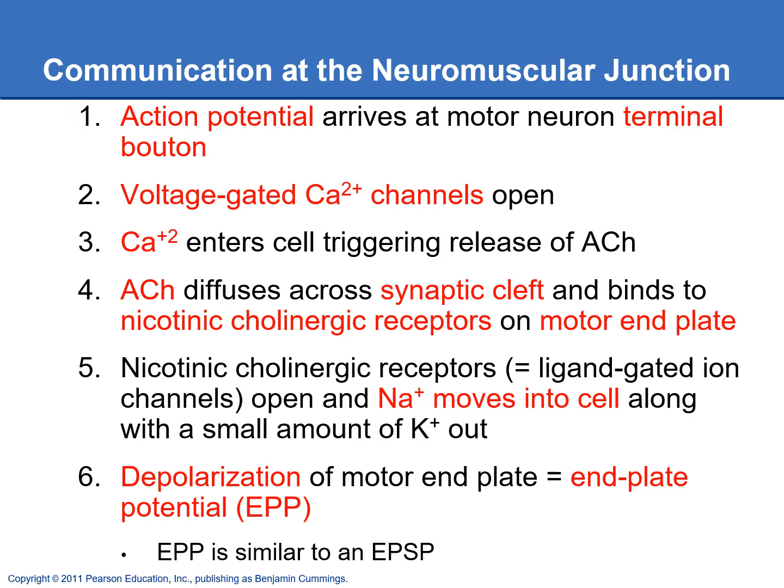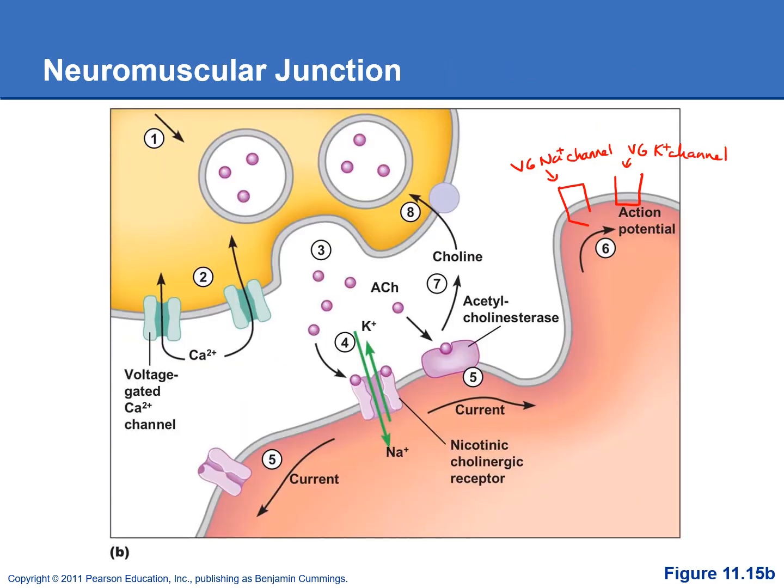So let's just take a look at what happens at this neuromuscular junction. I've got everything written down here, but I think it'll be easier if we just take a look at a picture. All right, so we've got the terminal bouton up here at the top from our lower motor neuron of our somatic motor neuron, and the action potential reaches the terminal bouton. That'll trigger the voltage-gated calcium channels to open. Calcium will come in, and that'll trigger the exocytosis of the neurotransmitter acetylcholine into the synaptic cleft.